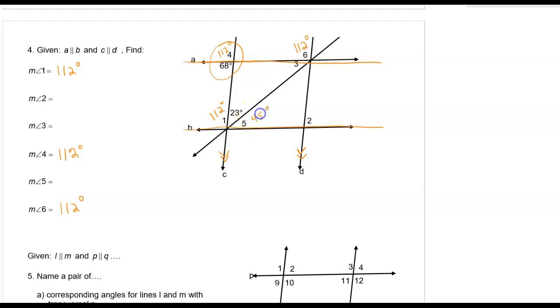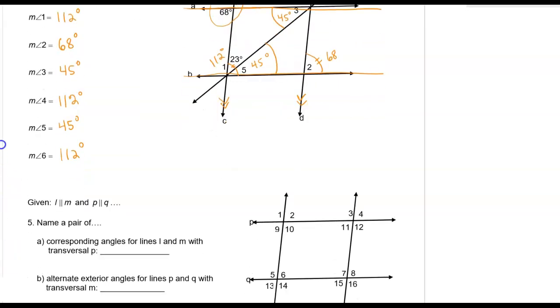Angle 5 is 45 degrees. Angle 5 is an alternate interior angle to angle 3, so angle 3 is also 45 degrees. I just need angle 2. Angle 2 is outside over here on the right. That angle is corresponding to the angle created over here with the 23-degree angle and the 45-degree angle. So add up 23 plus 45, and that will be the same measure as angle 2.